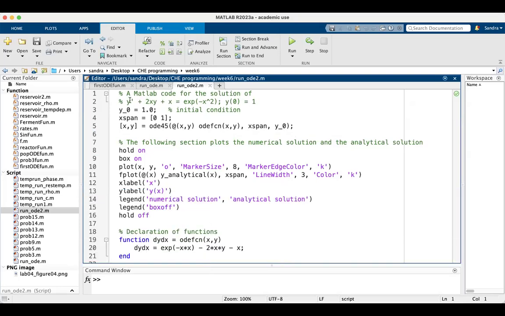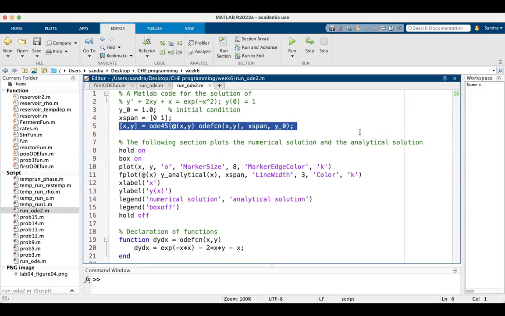So this was the expression y dash plus 2xy plus x is equal to e raised to minus x square, and y0 is equal to 1. Now the initial condition I'm just giving as y0 is 1. And the span, that is the interval. Here the independent variable is not time, it is x. So the x interval is from 0 to 1.